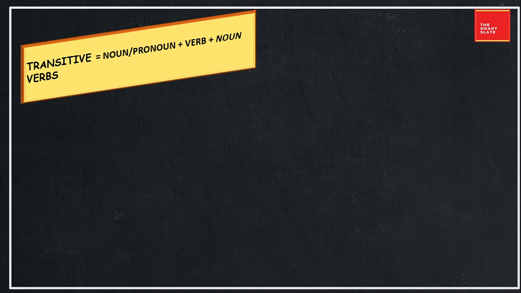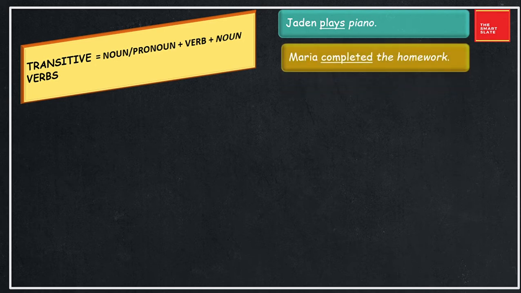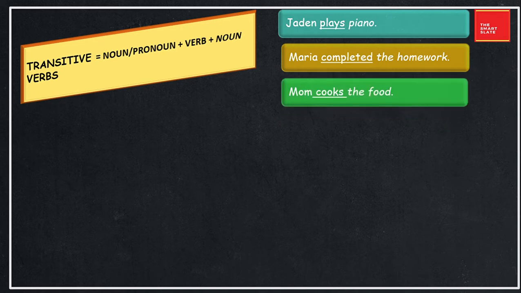A transitive verb is usually the sum up of noun, verb and noun. Instead of noun, at times we use pronoun. So we can say noun or pronoun plus verb plus noun. That is NVN, the basic formula. Using that formula we'll frame a few sentences. Jaden plays piano. Jaden is a noun, plays is a verb, piano is a noun. Maria completed the homework. Or mom cooks the food. So plays, completed and cooks are the transitive verbs.